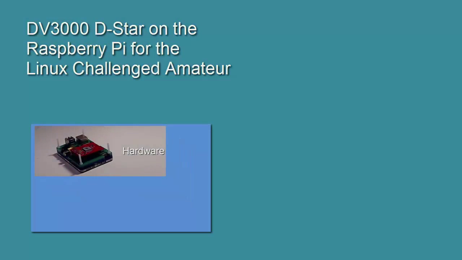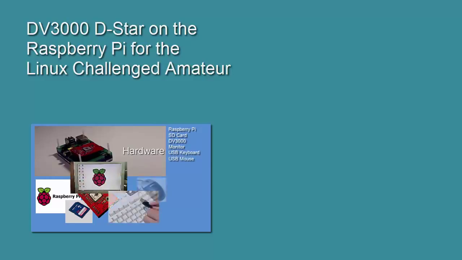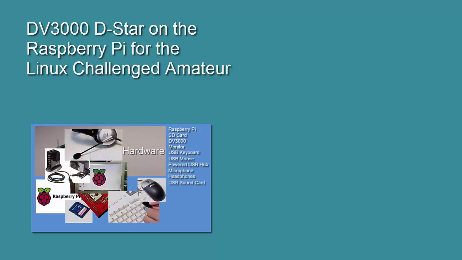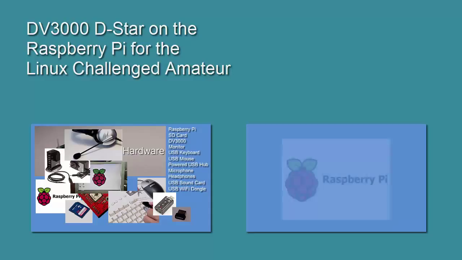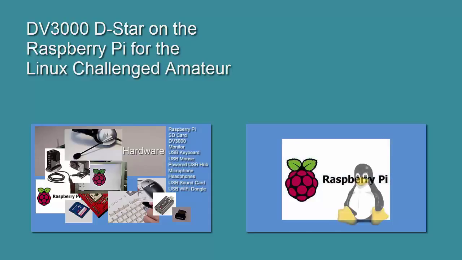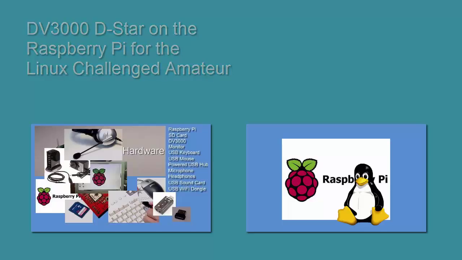In the first part of this series, we looked at the equipment that we would need to get a DV3000 breakout board running D-Star on a Raspberry Pi. In part 2, we worked our way through a few hurdles so that we could learn enough about Linux to unzip some files and install some files and get things rolling.